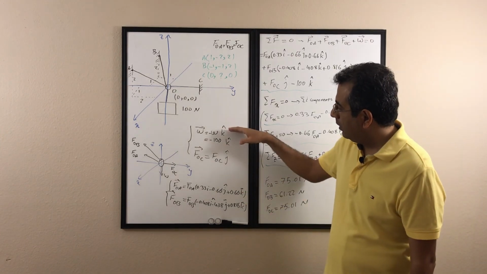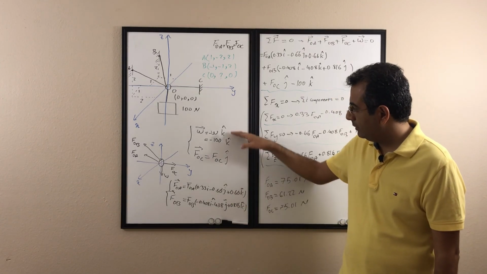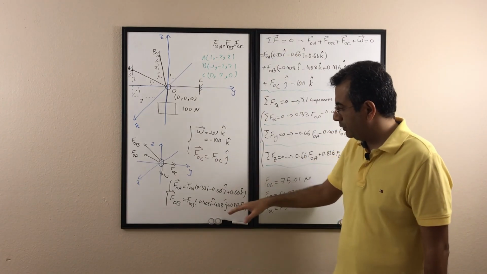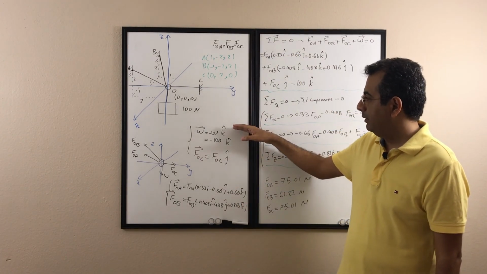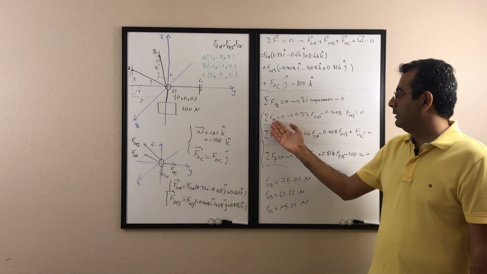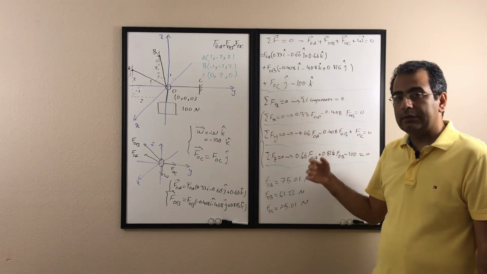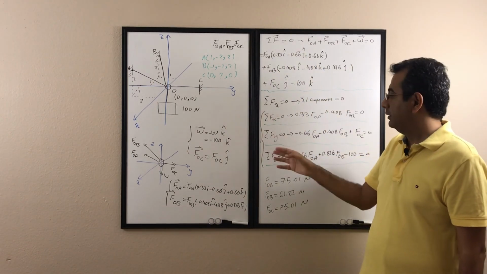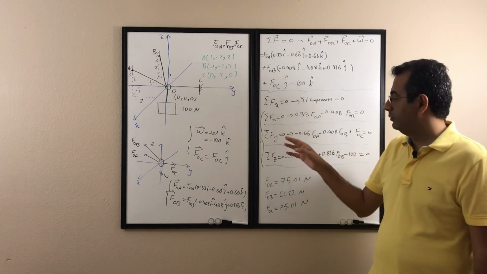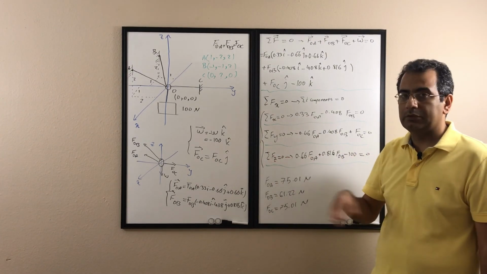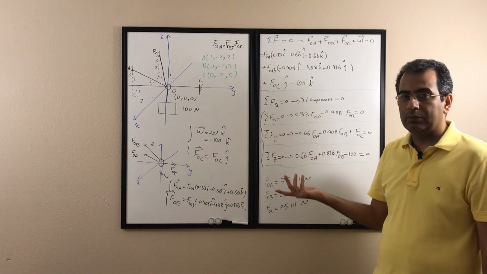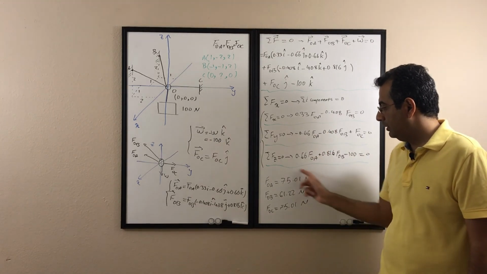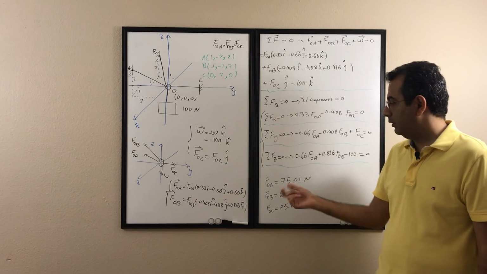After we have all forces written in Cartesian form, we write sigma F equal to 0. We add all of them together in Cartesian form. Then we get sigma Fx, sigma Fy, and sigma Fz equal to 0. Sigma Fx is simply adding all the I components together, sigma Fy is adding all the J components together, and sigma Fz is adding all the K components together. It gives you a set of equations, and then you can use those equations to solve for any unknown in a problem.